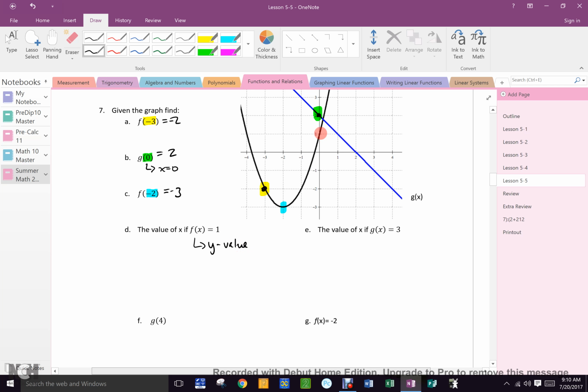So I need to go to 1 on the y scale and find what the x is on which line? The straight or the curve? Why is it the curve? Because it's f of x. That's going to be a purple one. What is it? Right there. What's the answer? 0. Oh, you guys, you are on fire. How's it 0? Never mind.